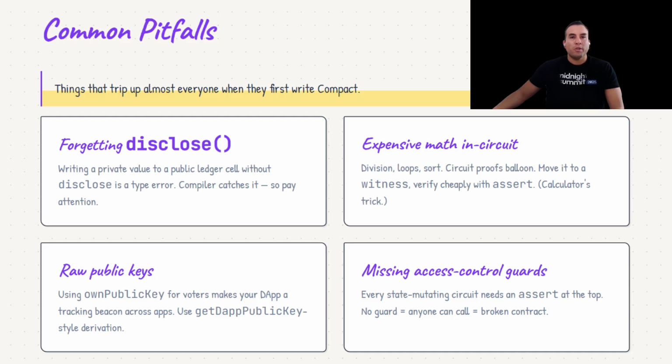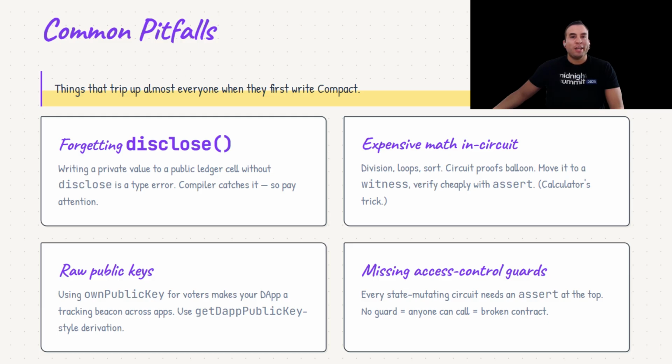Number 4, forgetting access control asserts on the state mutators. Every circuit that changes the ledger should have an assert at the top checking who's allowed to call it. No guard means anyone can call it, which means your contract is broken.